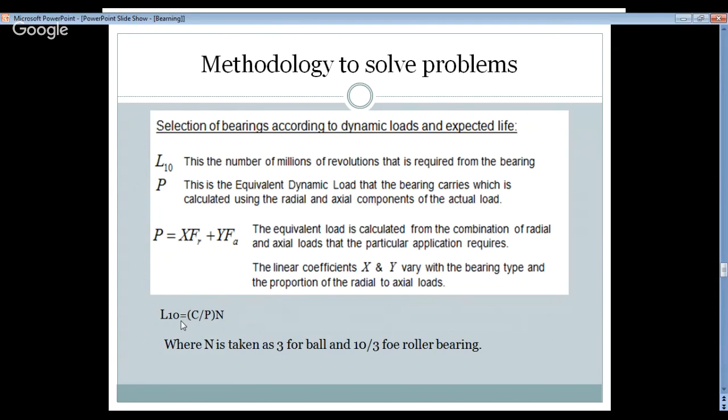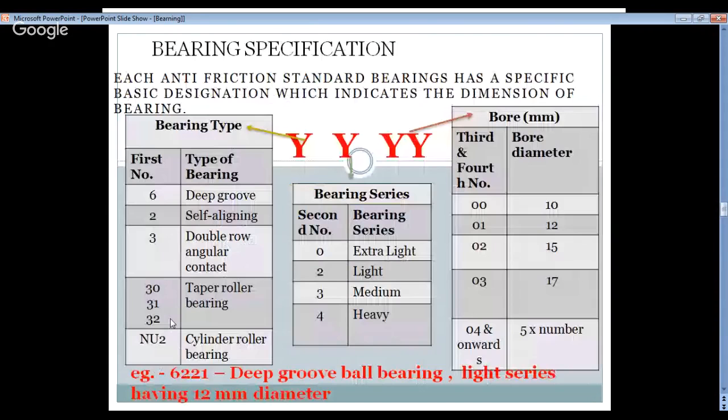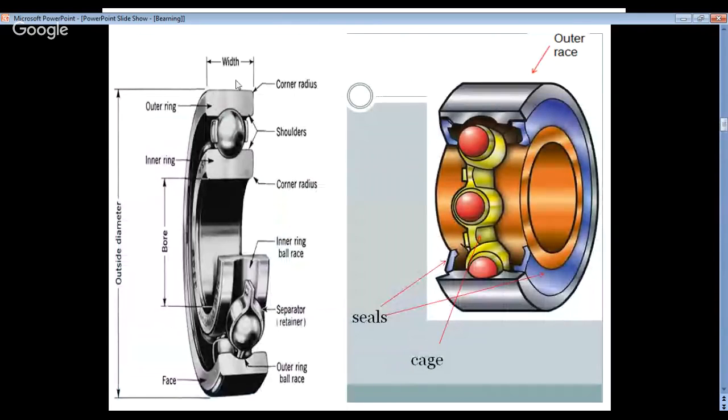In the manufacturer catalog or design data book, the values of C and C naught are given for different types of bearing. On the basis of that data, we may easily calculate the predicted life for the given bearing. After selection of the bearing, we can check the dimensional accuracy like width, corner radius, and shoulder fitment, to see whether this bearing will be mounted in the shaft or housing in a proper way.